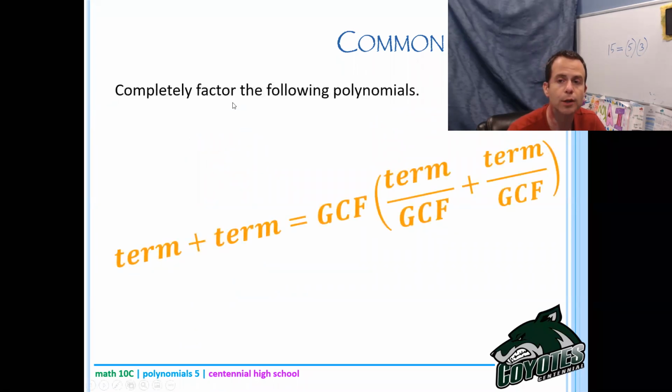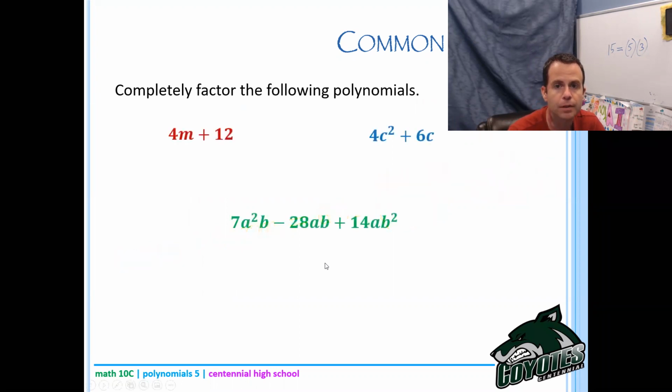So when I go to completely factor, if I have a term plus a term, it doesn't matter how many terms there are, it could be 7. What will end up happening is I'll take the greatest common factor out, and then I'll be left with each of those terms again after I've divided the greatest common factor out, okay? So we're gonna practice a bunch of these together.